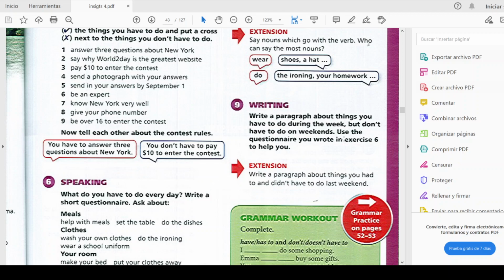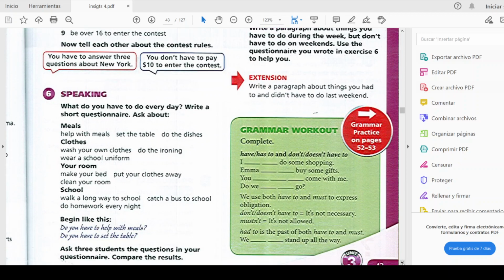Basically, what you are going to do is write a paragraph about things that you have to do. You must use the modal auxiliary have to or don't have to, because remember that during the week we don't do the same things that we do on weekends, and that's why you can write that part using that. After that, you are going to do the grammar practice on pages 52 and 53. Okay, let's go to those pages.